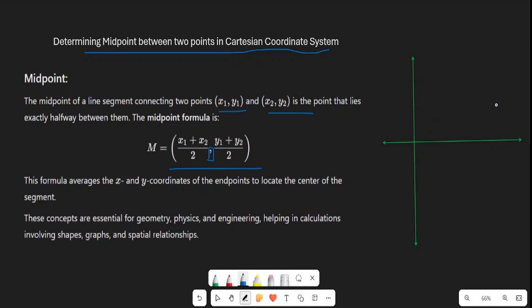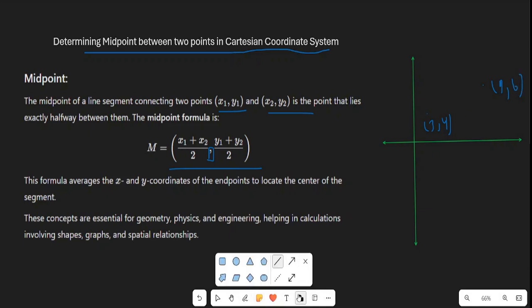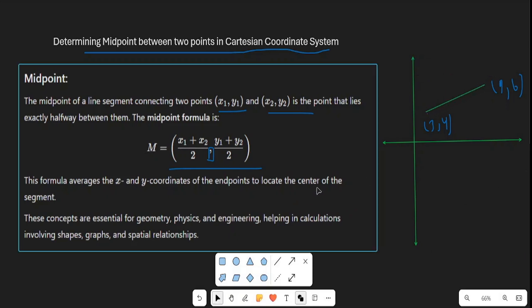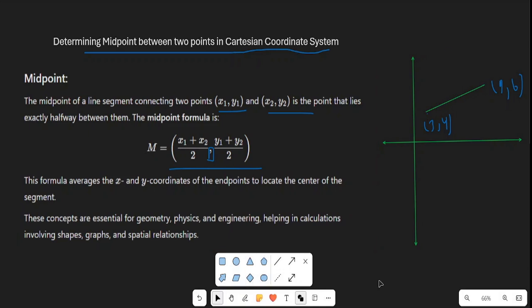Now we will see what we have just learned. Here we have 2 points. Let's say this point is 3 comma 4, and that point is 9 comma 6. Now we have to determine the midpoint of this line segment.